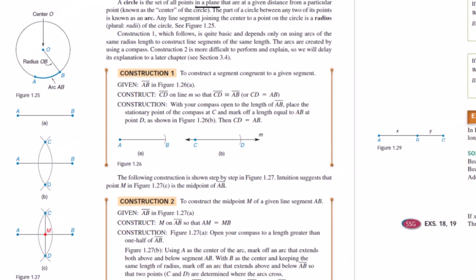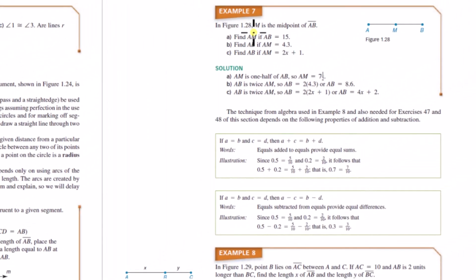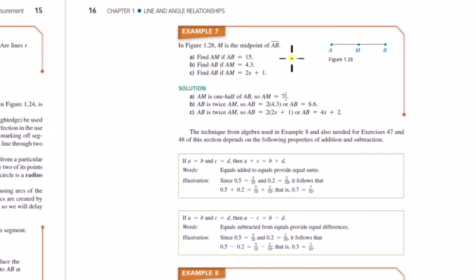Okay. Example 7 in figure 1.28, point M is the midpoint of AB. Find the length of AM if AB is 15. Well, that's just 15 divided by 2. Find the length of AB if AM is equal to 4.3. It's 4.3 times 2. Find the length of AB if AM is 2x plus 1. All right, well, if AM is 2x plus 1, it's just 2 times that. 2 times 2x plus 1 is 4x plus 2.